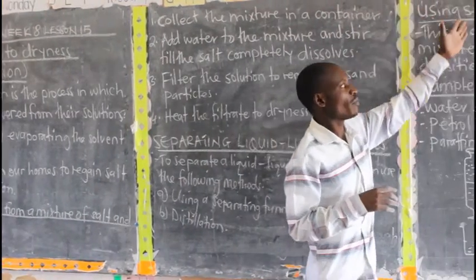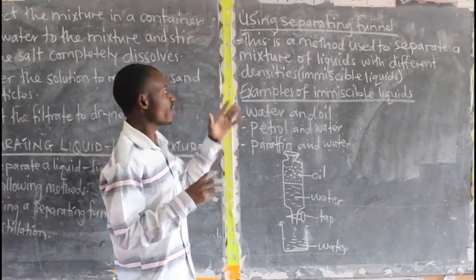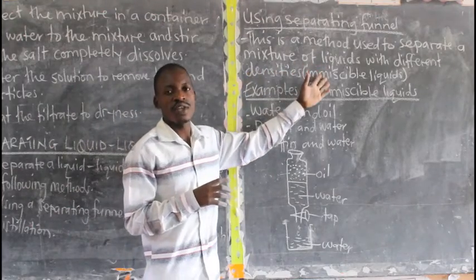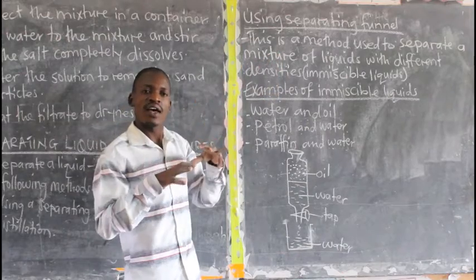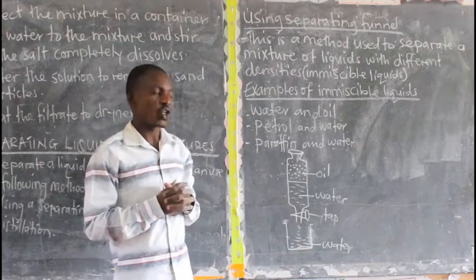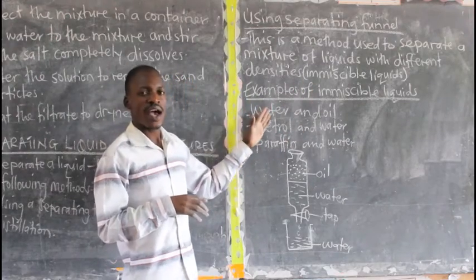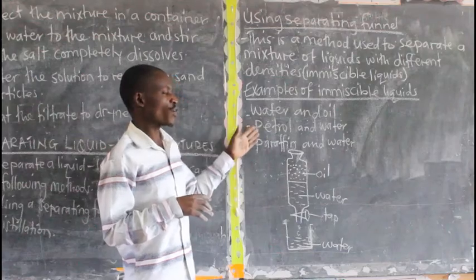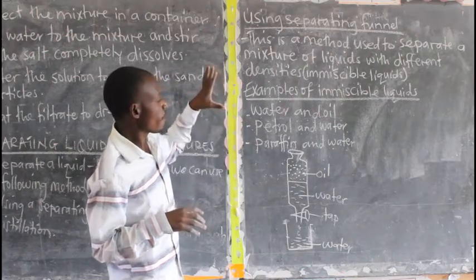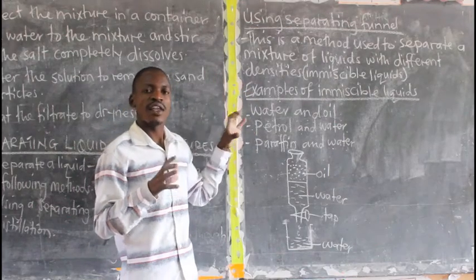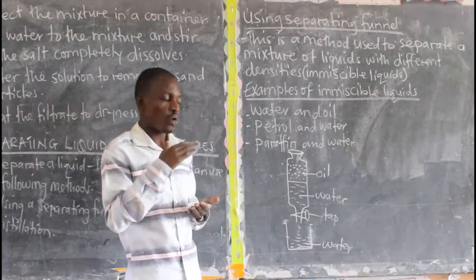Using a separating funnel is a method used to separate a mixture of liquids with different densities, or immiscible liquids. These liquids have different densities, meaning that when you put them together, they can't mix and form a uniform solution. Examples of such immiscible liquids are water and oil, petrol and water, paraffin and water. When you mix them, they can't form a uniform mixture. One will settle at the bottom and one on the top.